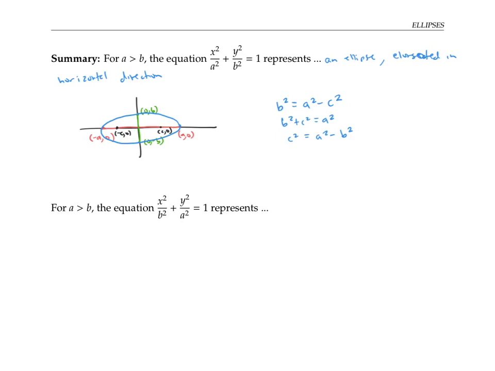Now what happens instead if we have a bigger than b still, but this time we're dividing y squared by the bigger number squared and x squared by the smaller number squared? Well, this basically reverses the roles of x and y in my equation, and so we end up with the major axis on the y-axis, stretching between the points (0, a) and (0, -a), whereas the minor axis is going to be along the x-axis, going in between (-b, 0) and (b, 0), and the foci are going to be here on the y-axis again. So in this case, my ellipse is elongated in the vertical direction.